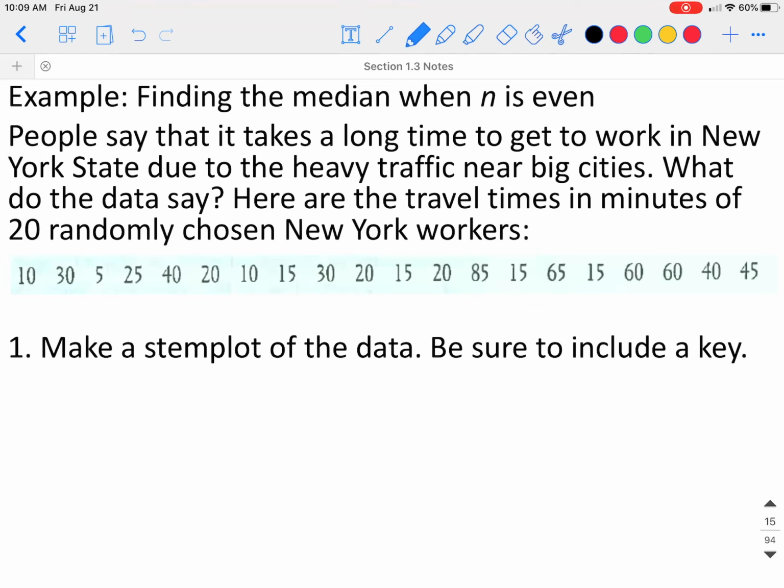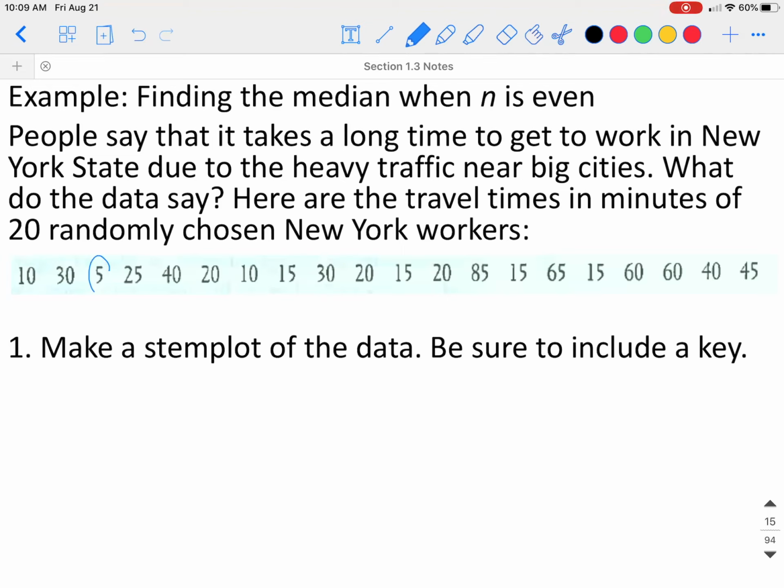Now we can also look at people in New York State who have travel times. Because of the heavy traffic near the city, their travel times are longer. What do the data say? Are their travel times actually longer than North Carolinians? So we took a random sample of 20 New York workers. We need to make a stem plot of the data. Be sure to include a key.